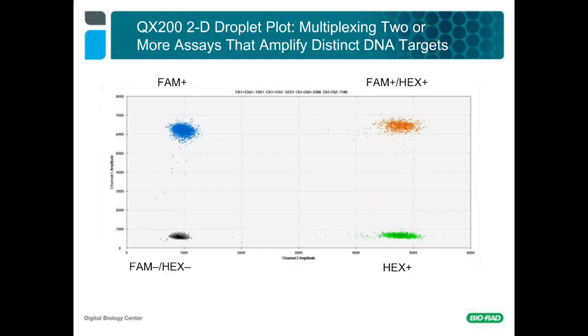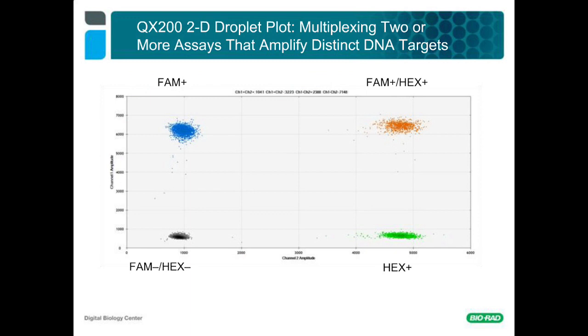Here is what the data will look like for a well-performing duplex assay. The 2D or two-dimensional droplet plot in QuantaSoft is a plot of the individual FAM-positive droplets in blue, the HEX or VIC-positive droplets in green, the double-positive droplets in orange, as well as the negative droplets in gray. This plot can provide a lot of detailed information about your assay's performance. I will show examples of this throughout the presentation.